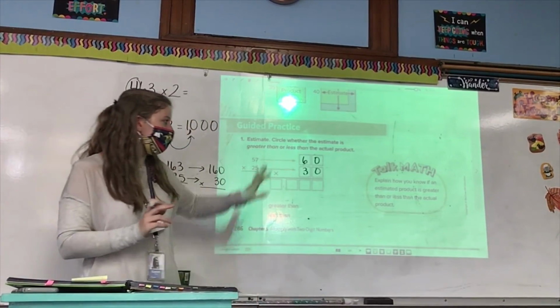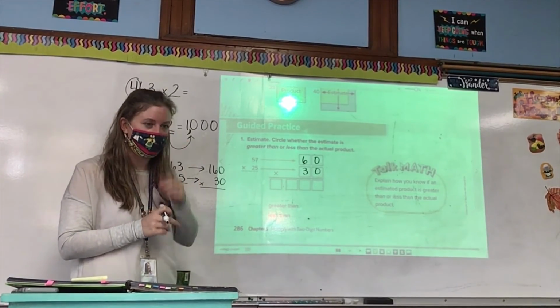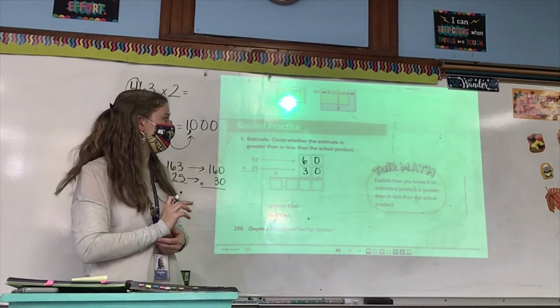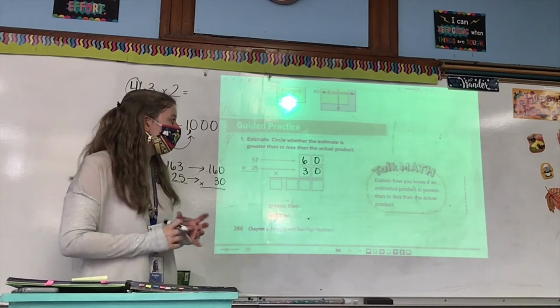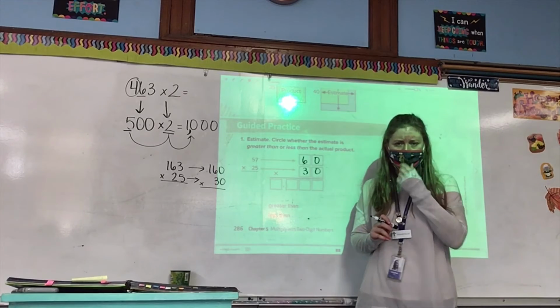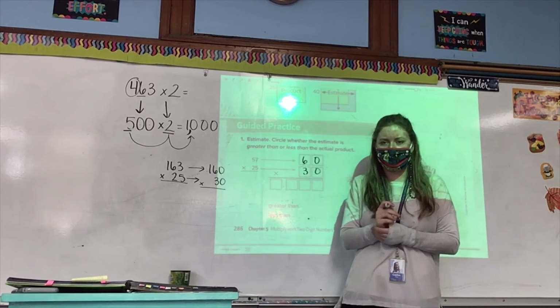Okay. So Smith, now we have our estimated equation, 60 times 30. What should we do first to make sure that we get all of our digits in the right place? Start multiplying the ones place. Well, are we multiplying the ones place though? Did we multiply the ones in any of our other problems?